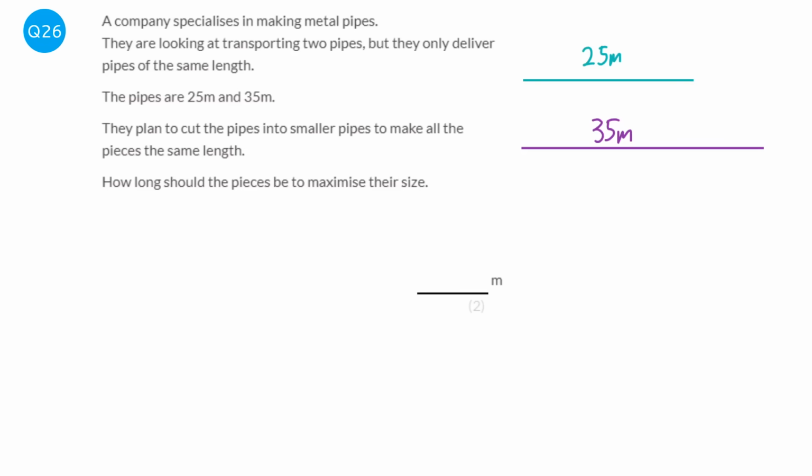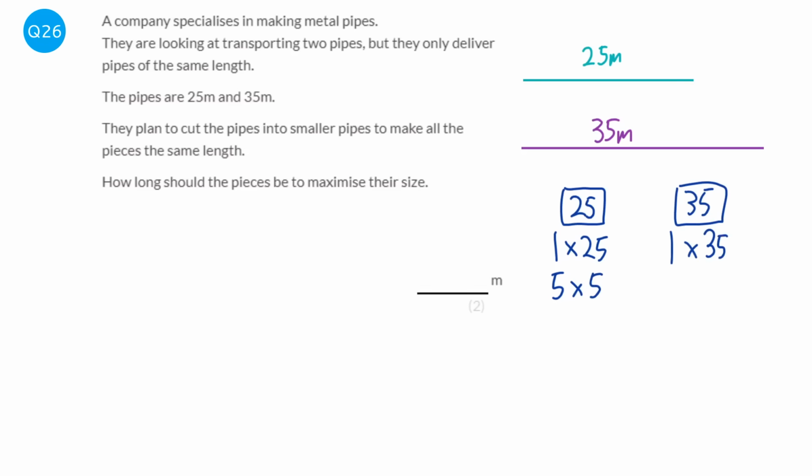So to find the highest common factor, what we do is we just find the factors of 25, which is 1 and 25 and 5 and 5, and the factors of 35, which will be 1 and 35 and 5 and 7. And the highest common factor is the highest number in both lists, so it's 5. So what we can do is we can cut all of these pipes into 5 meter pipes.